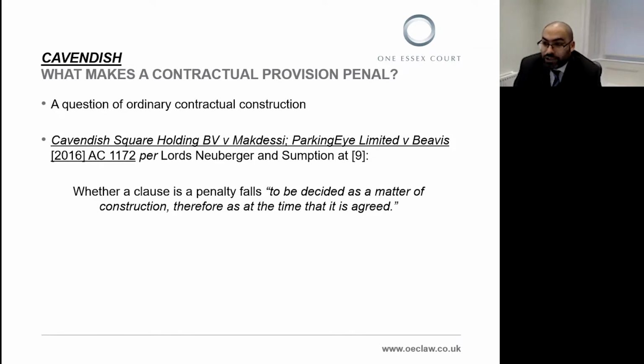The second key question then was what makes a contractual provision a penalty? And in answering that question, Lords Neuberger and Sumption gave detailed consideration to the many cases that had come before. And they made clear as a starting point that the question of whether a clause is a penalty falls to be decided as a matter of construction and therefore as at the time that it was agreed. That means it's considered in line with normal principles of contractual construction.